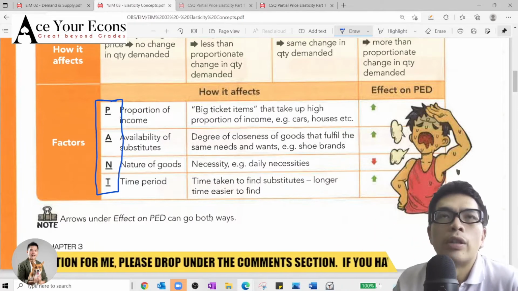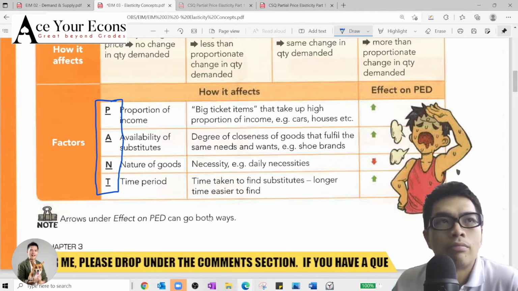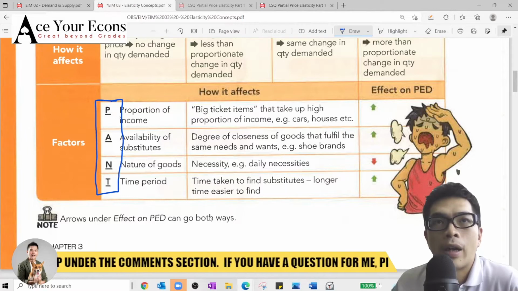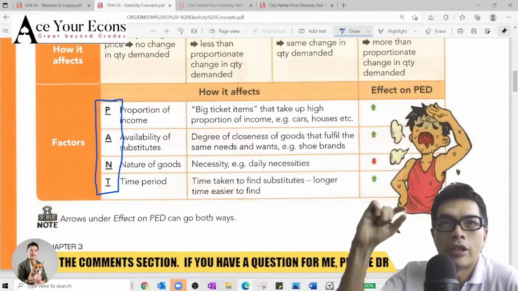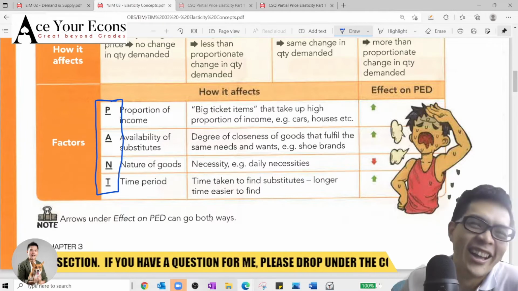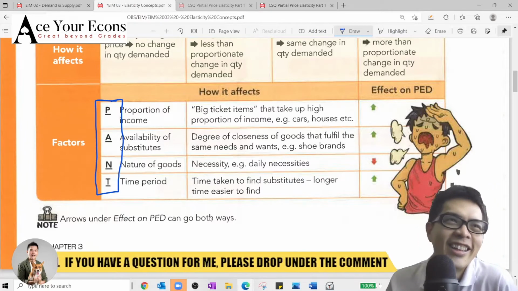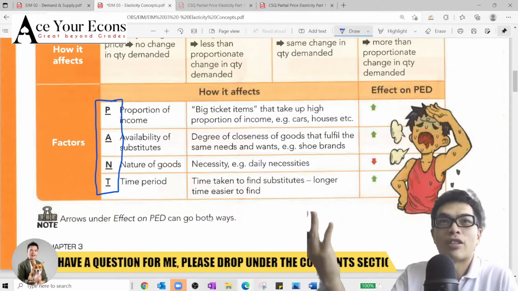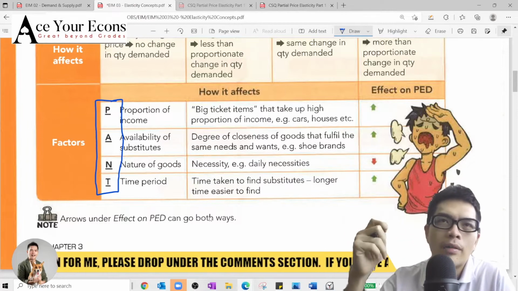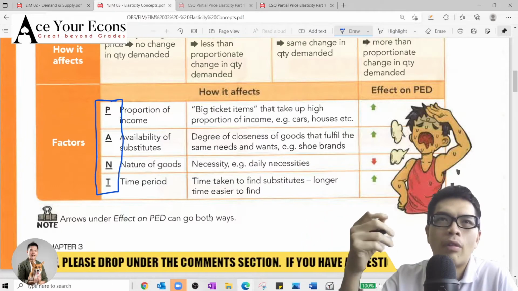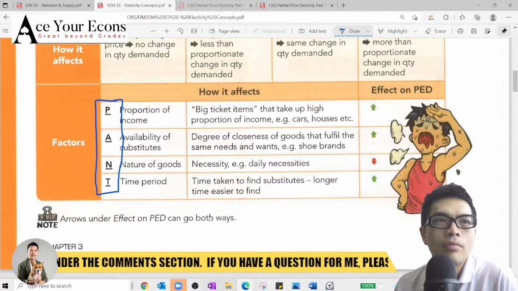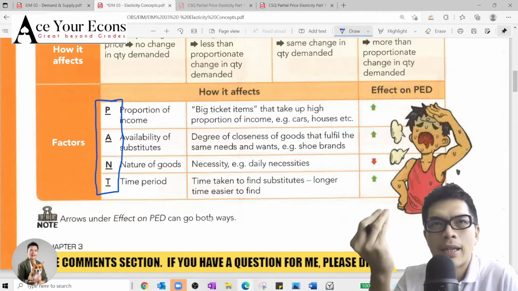So name me one good that takes up a very small proportion of your income, of your pocket money. What do you normally spend on, and what is one good that you spend on that actually takes up a very small proportion of your income? Drinks, junk food. I think the year twos are traumatized by the lecture test, right? All right, let's look at drinks. For instance, if you buy drinks from the school canteen and the price increases by 10%, let's say from $1 to $1.10, would you be very sensitive to price changes? Not exactly, right? Because it takes up a very small proportion of your income.